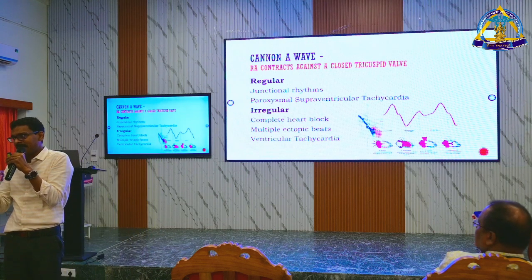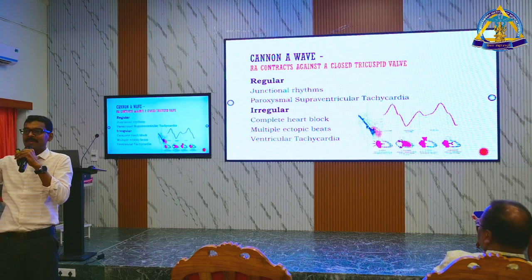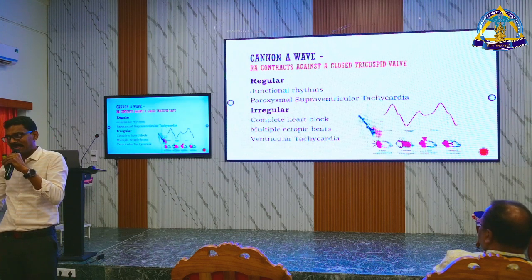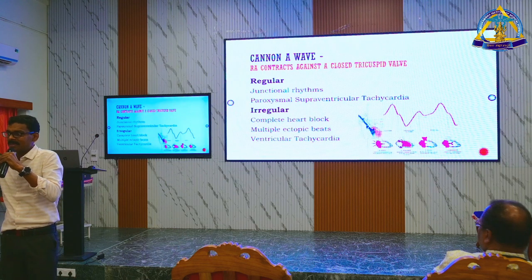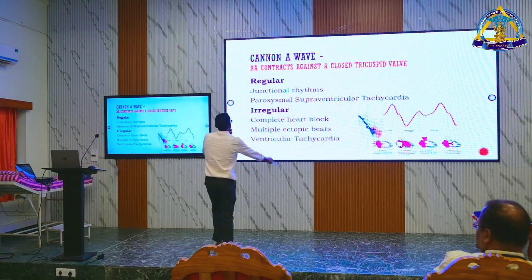The RA will be contracting, but nothing will be going to the RV. Everything goes back to the jugular vein. That will produce a sudden burst, which is called a cannon wave. So it's a giant wave, but even more giant. Do you understand? You have regular cannon waves.